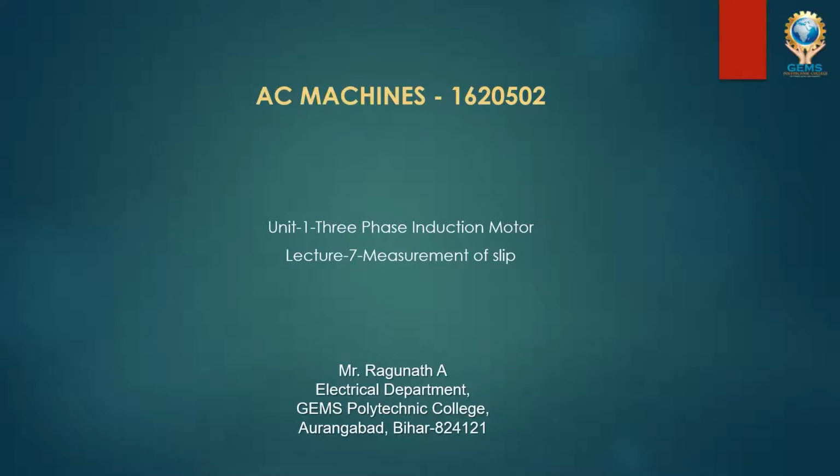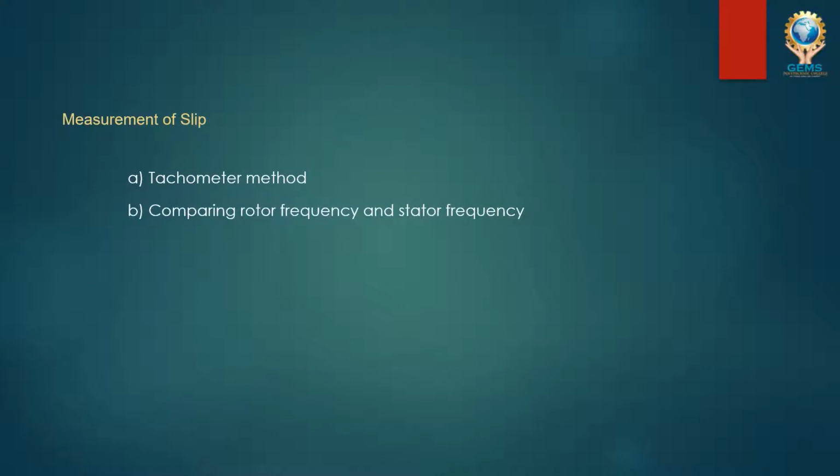Actually we discussed already the slip, what is the slip, and how it is working, how it is helping the induction motor to rotate, and then we discussed the torque slip characteristics, how the slip is relating with the frequency, current, power factor, and everything. And now we are going to see how we can measure the slip. So these are the two things. One is the tachometer method, another one is by comparing rotor frequency and stator frequency we can measure the slip.